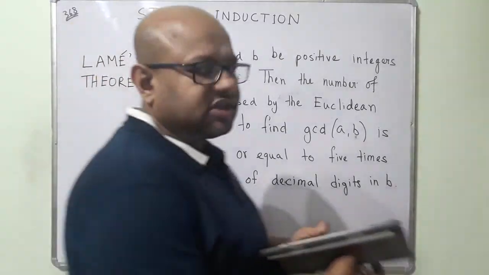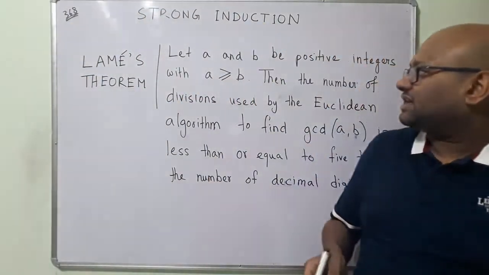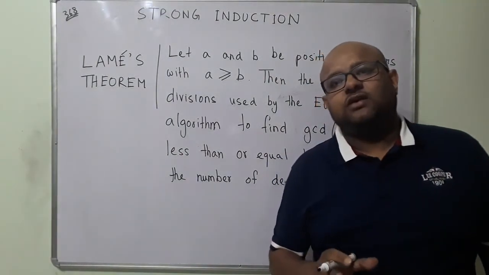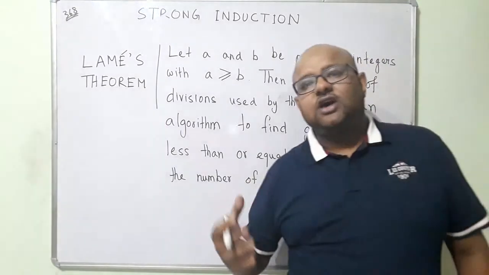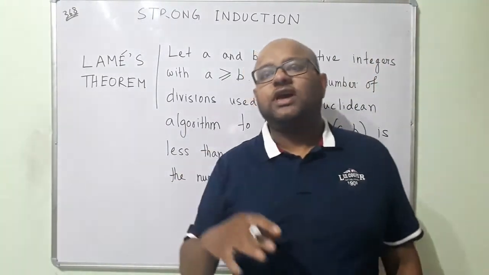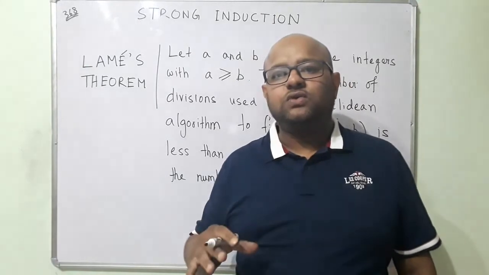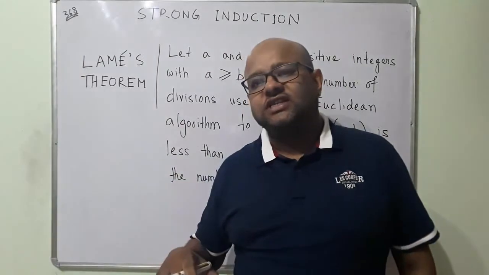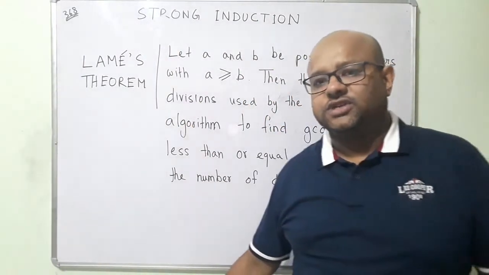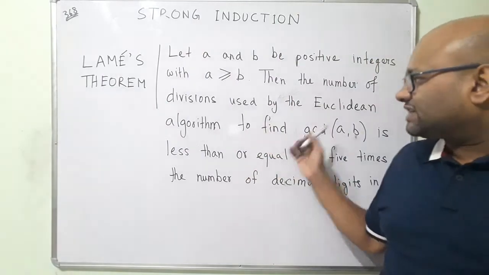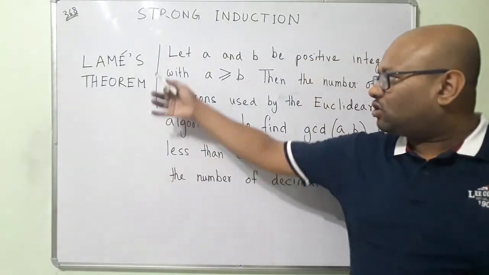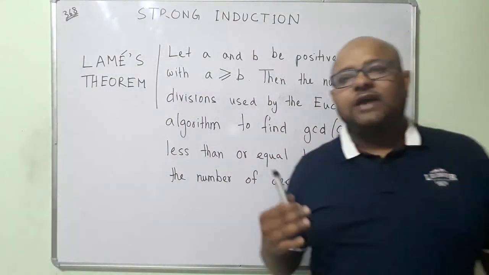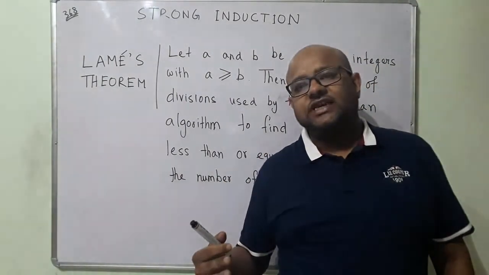So yeah, this is what it says. We have two numbers A and B where A is greater than B. Now I want to find the GCD of A and B using this Euclidean algorithm. In the Euclidean algorithm we have seen we are going to do a number of divisions in order to find the remainder at each step. So what is the number of divisions that we are going to do? According to Lame's theorem, the number of divisions is going to be less than or equal to 5 times the number of decimal digits in B.